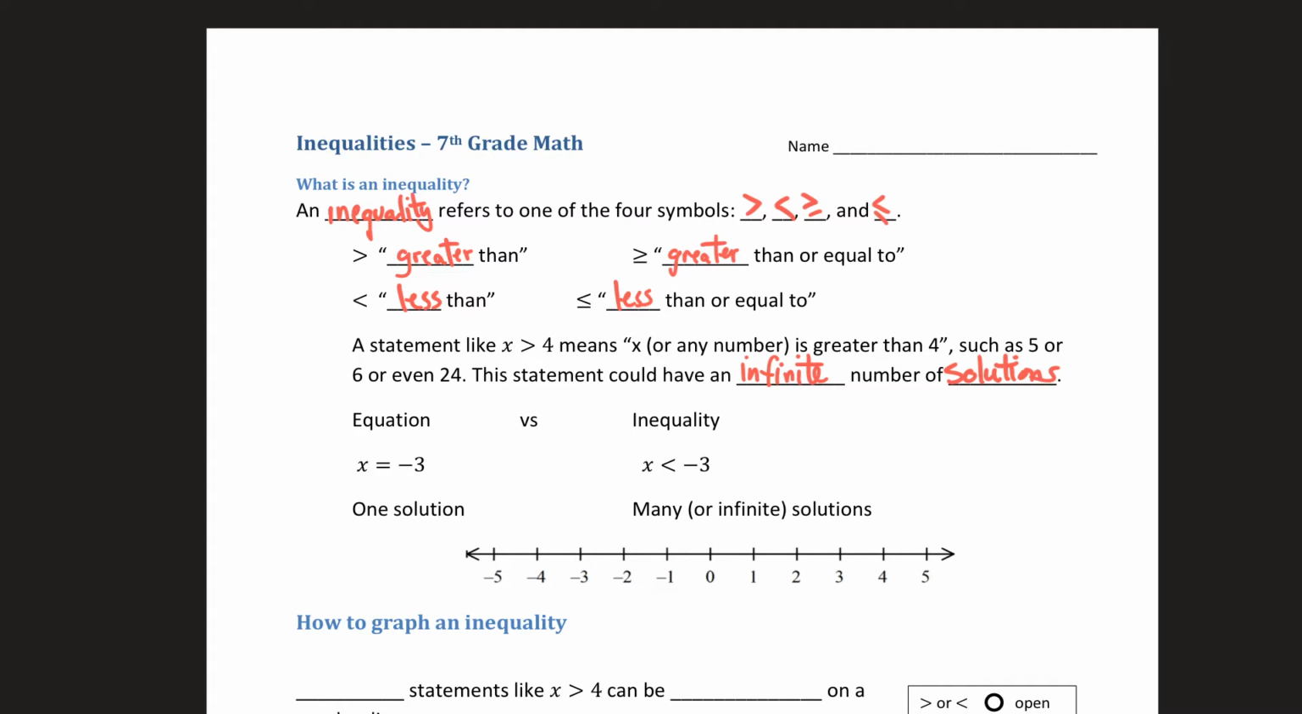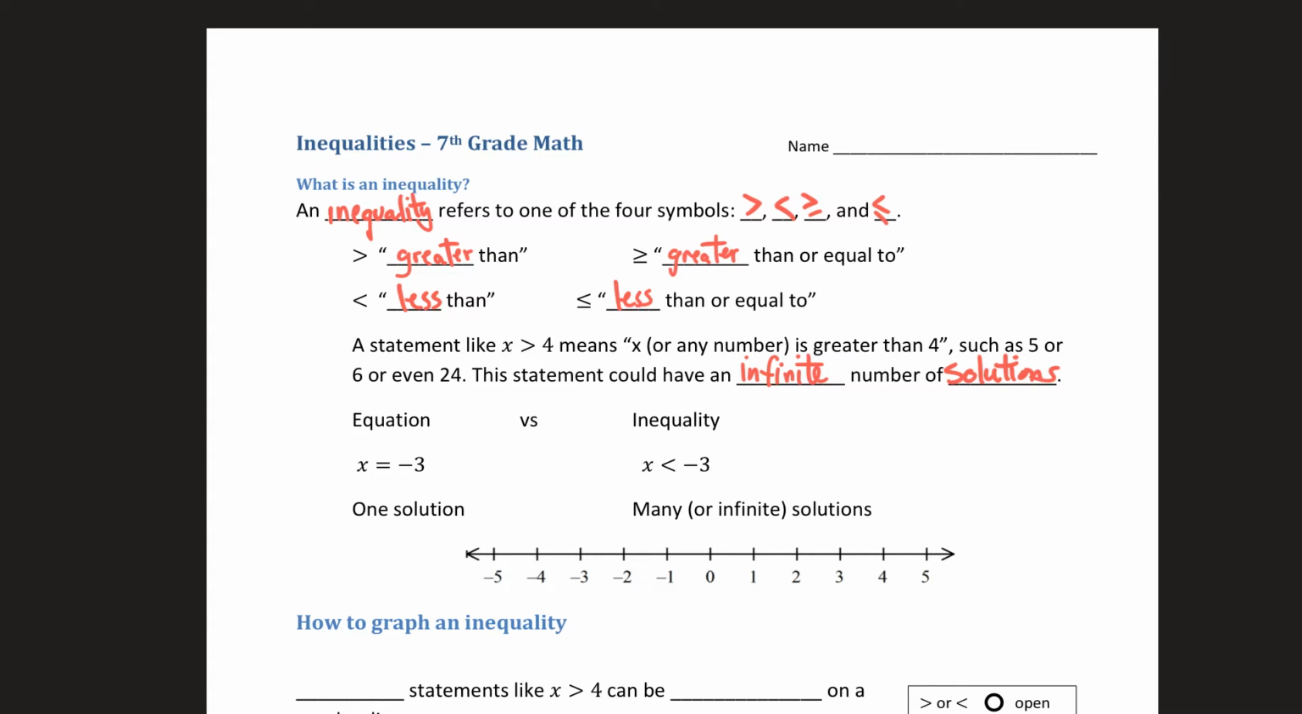So let's think about what that means, an infinite number of solutions, and even what is a solution? Here's an equation versus an inequality, and there are a lot of similarities, but also some differences. In an equation, x is equal to -3. It has an equal sign, thus equation, and there is only one solution to this equation, and that solution is -3. Versus an inequality, where everything looks the same, but x is less than -3, so there are an infinite number of solutions.